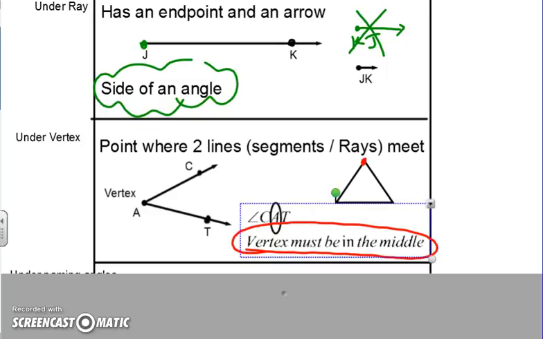On this one right here, that A is the vertex. It's always the one that goes in the middle. Always, always, always. Okay? The vertex must be in the middle.